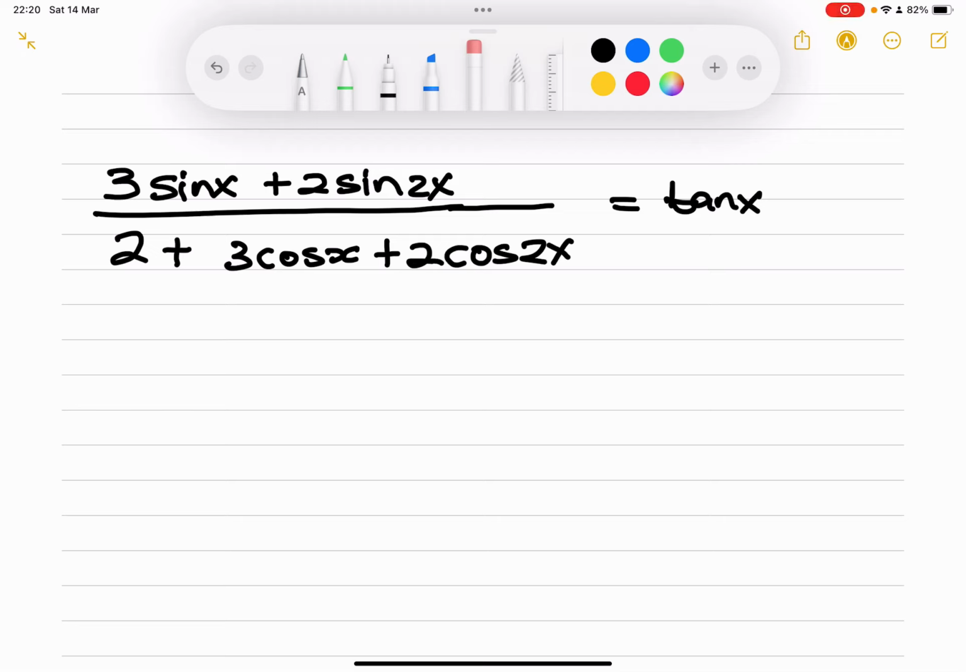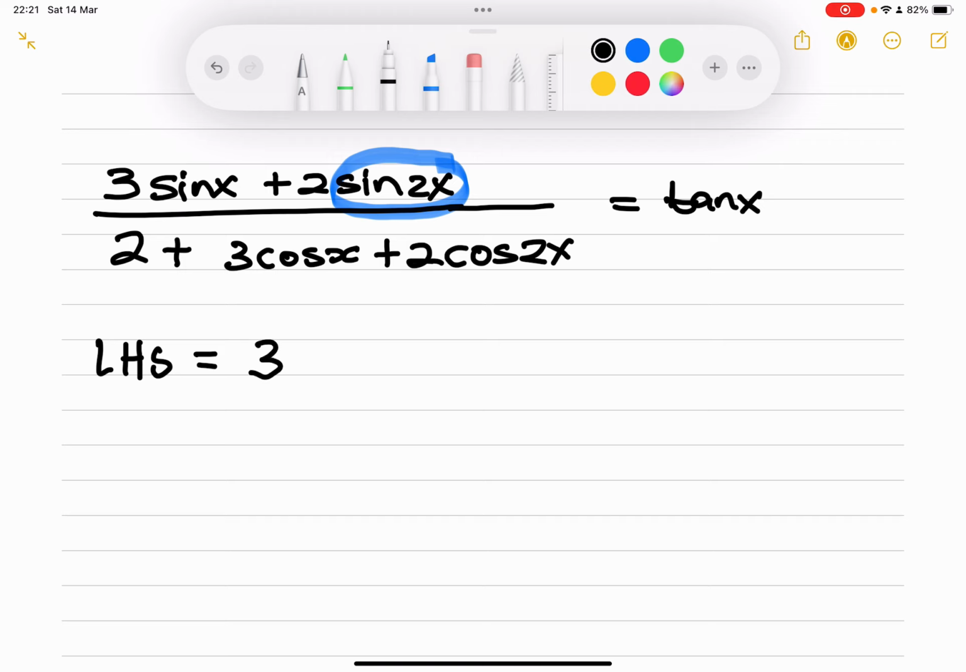The golden rule is to start with the more complicated side, which is our left hand side in this case. So I'm going to take the LHS and start proving it. On the left hand side, we can see that this guy here is a double angle identity. So I'm going to start with that.